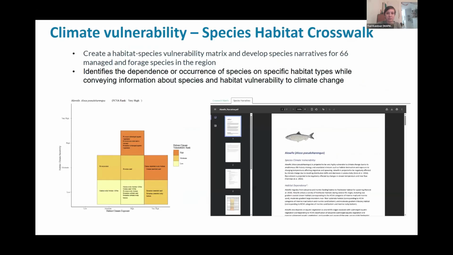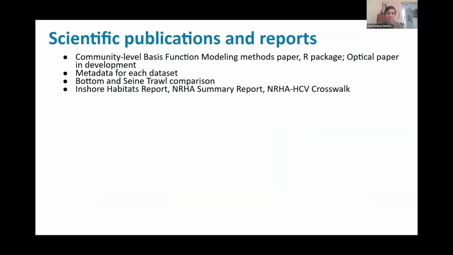Another part of the Data Explorer is the climate vulnerability. So these are species habitat crosswalk. We created a vulnerability matrix for 66 managed species. You can see there on the left is what it looks like. It gives you a chance to see where habitat climate exposure is high versus whether the sensitivity of the individual species is high or low. So you get this nice matrix to see what habitat is most important to each species. That's available as a visualization and also as a report. Visualization on the left and report is seen on the right.